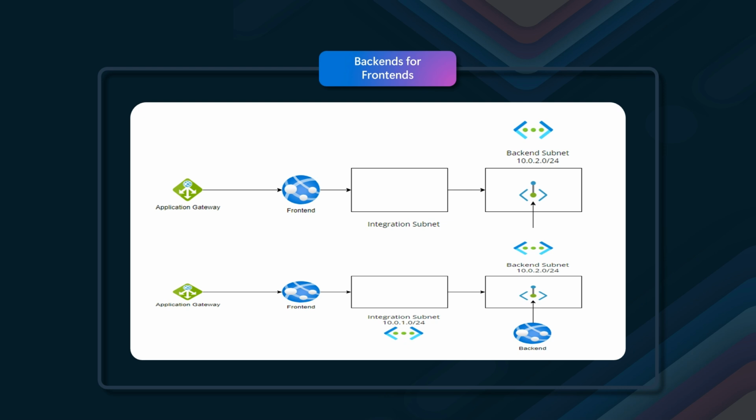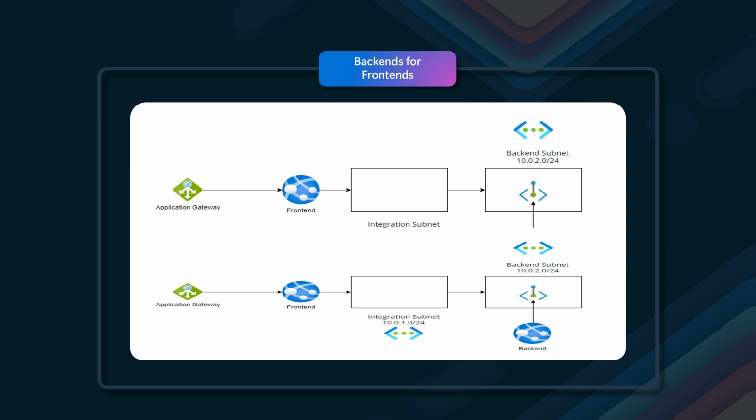The integration subnet serves as an intermediary layer that connects the front-end services to the back-end services. This subnet is essential for managing communication and data flow between the two layers. By isolating the integration subnet, we enhance our security and control over the traffic between the front end and the back end, ensuring that only authorized communication takes place.